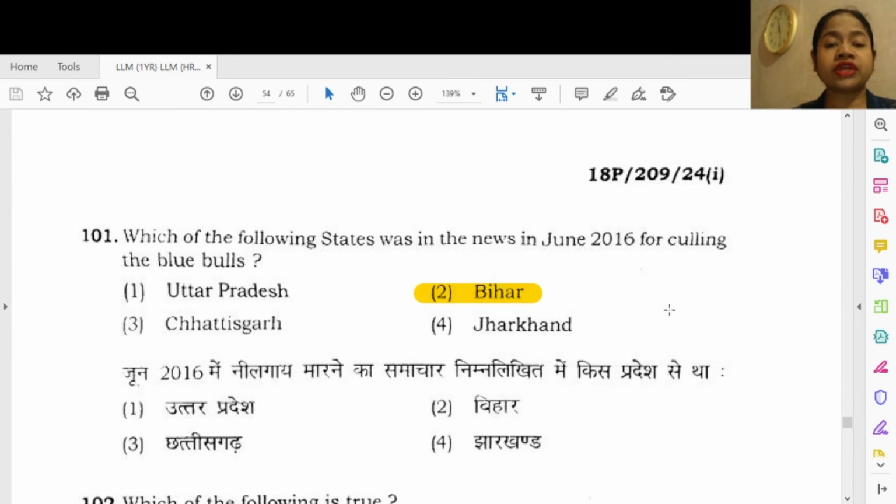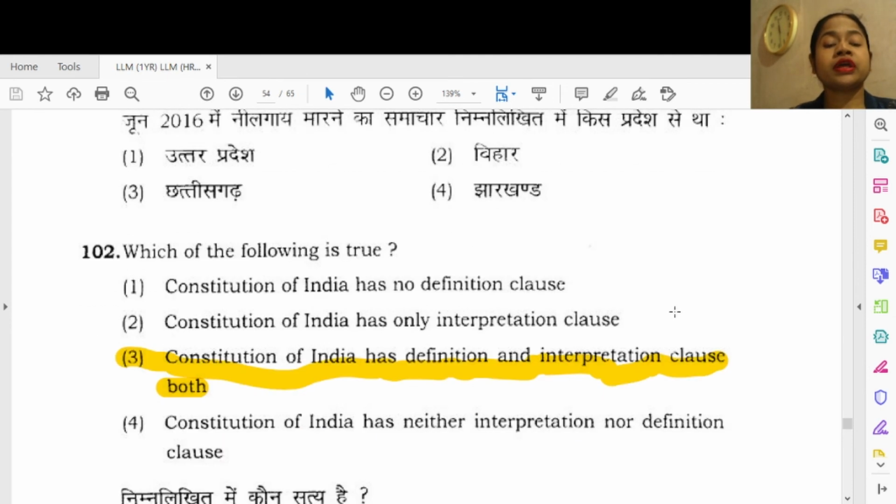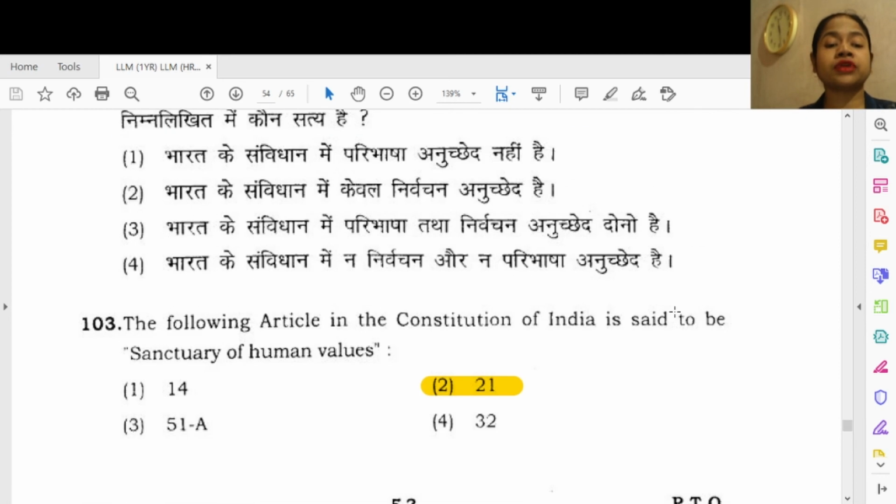Question number 101. Which of the following states was in the news in June 2016 for culling the blue bulls? This is option number 2, this is Bihar. Question number 102. Which of the following is true? This is option number 3, the Constitution of India has definition and interpretation clauses both.